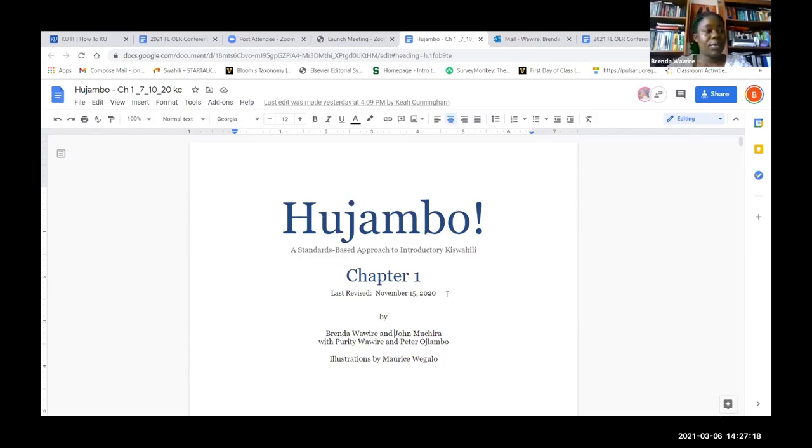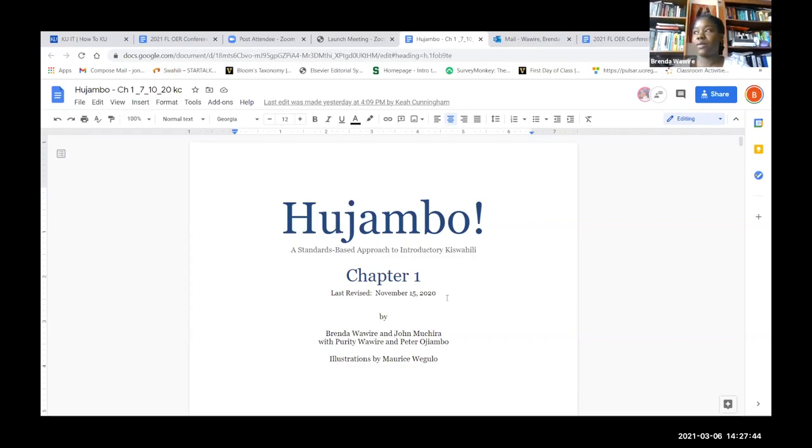Hujambo is an open web-based elementary Kiswahili textbook that has a supplementary teacher's book. It's intended to provide an overview of Kiswahili language and culture using a pedagogical framework that integrates the World-Readiness Standards for Learning Languages and the proficiency guidelines. And it's presented using a communicative language teaching approach.